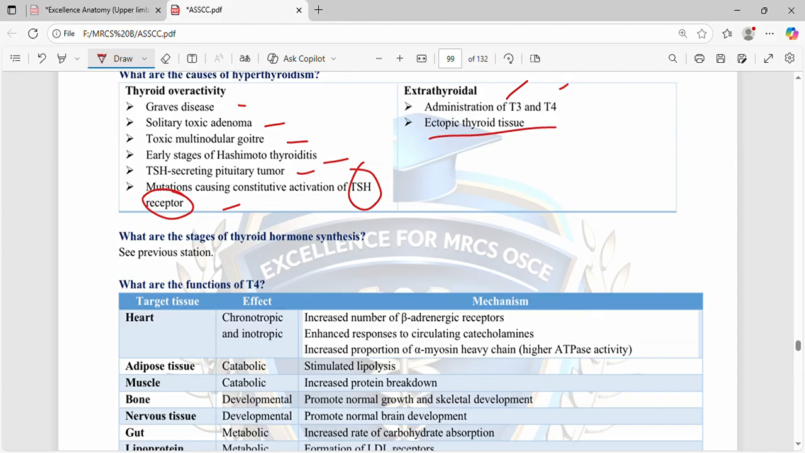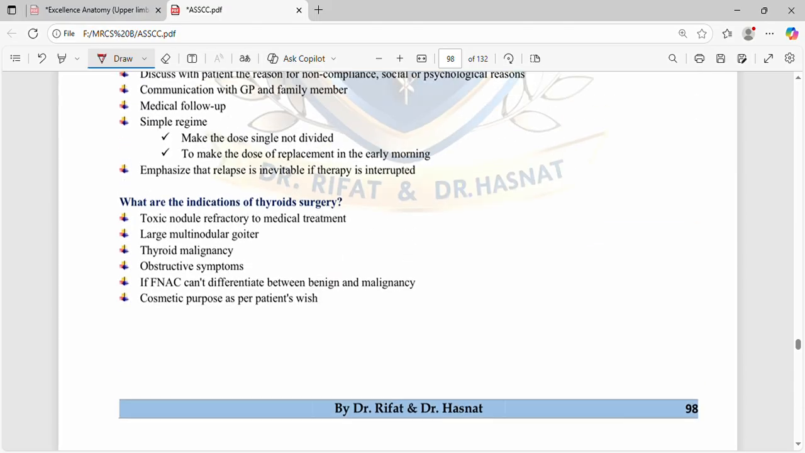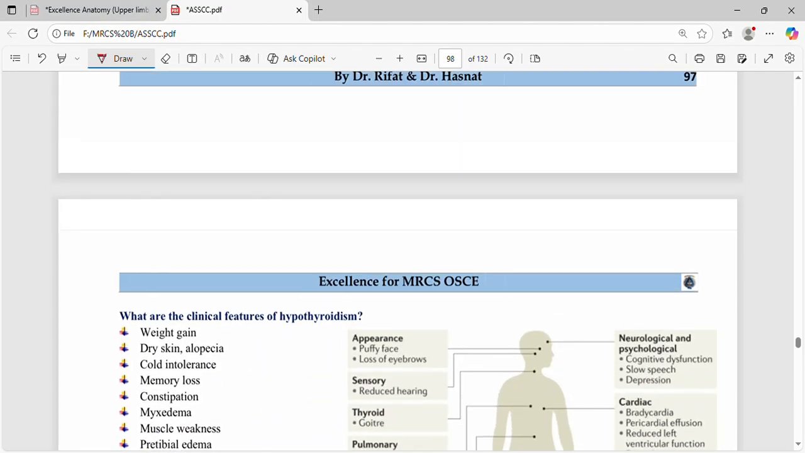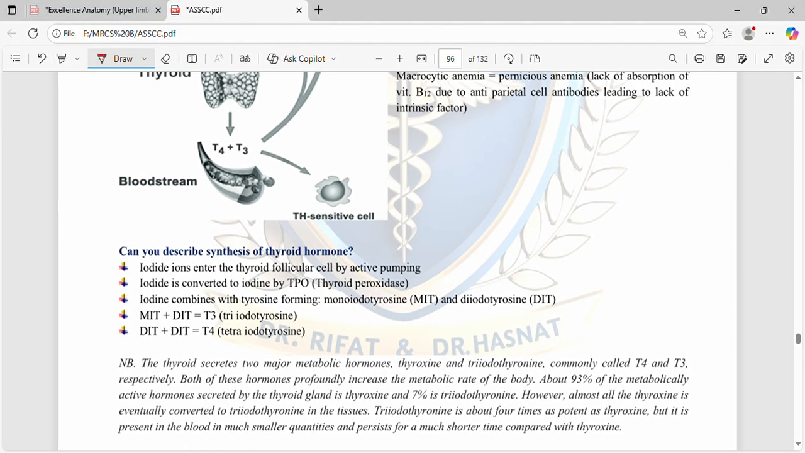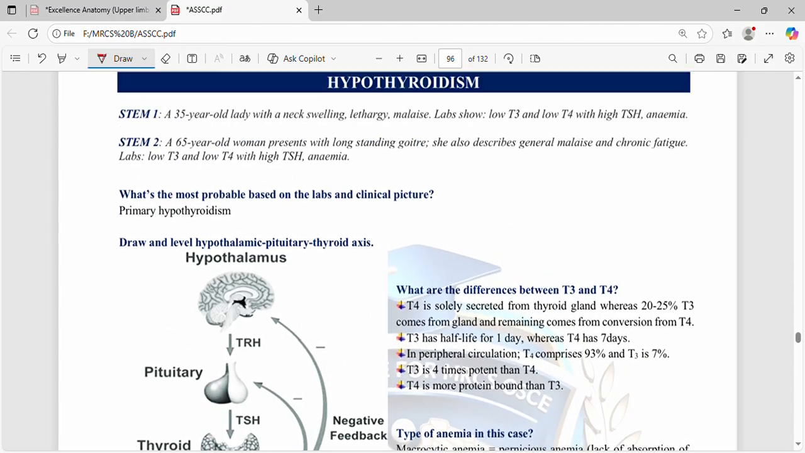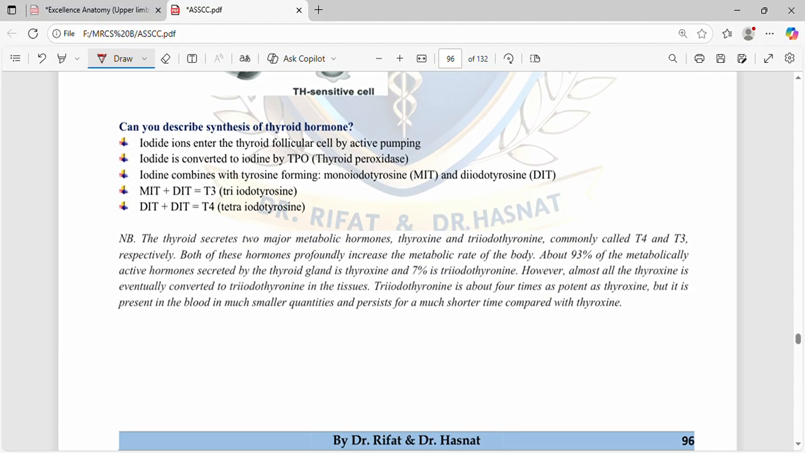Okay, so what are the stages of thyroid hormone synthesis? So, we will go for it from here. So here we have the different steps for the thyroid hormone synthesis. We will also go through this station as well, but here, can you describe the synthesis of the thyroid hormone? Yes. So iodide ions enter the thyroid follicle.